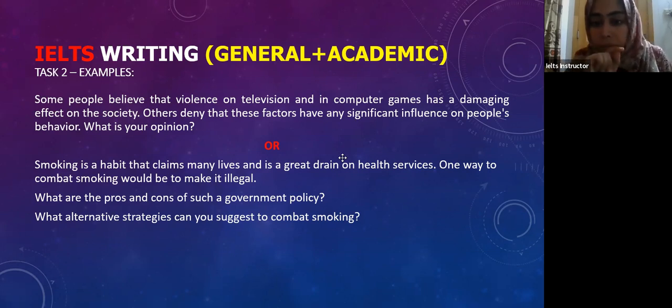What is your opinion? What you get just by reading the question is that you are asked to provide your opinion, but there are also two options. There are some people who agree that computer games and television have a damaging effect on society, whereas other people deny this. Okay, there are two contradicting points of view.